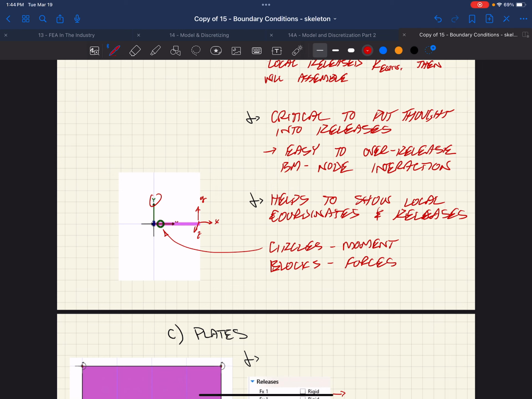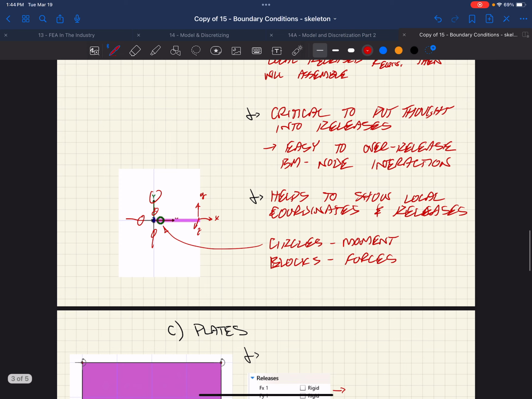And then also it can depict these end releases. So all of a sudden it's pretty easy to see if we've got all these members framing into this pin, and they're all released, well, that makes sense that there might be an instability there, and our model might not want to run because of it. And so it's good to look through the 3D view.